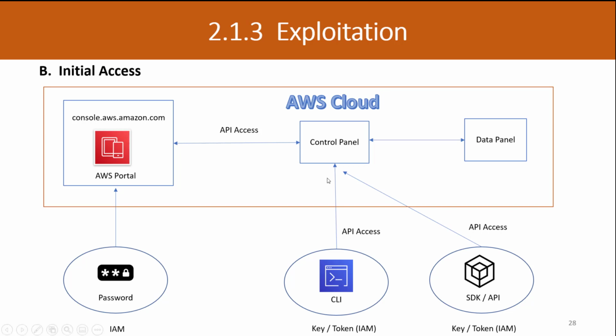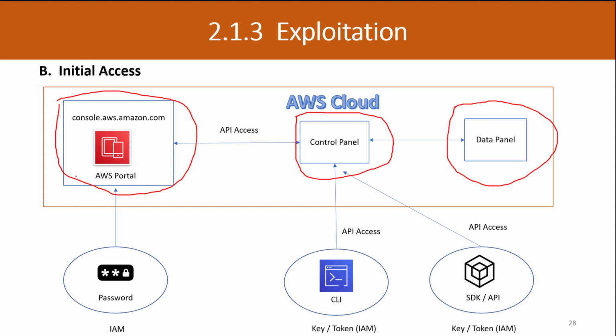You can see in the diagram that there are three things to get access to AWS services. The first one is the AWS portal. The second one is the control plane, and the third one is the data plane. The portal is called the management portal or management console, which allows users to manage the services or permissions from a user interface, and it is accessible using console.aws.amazon.com.